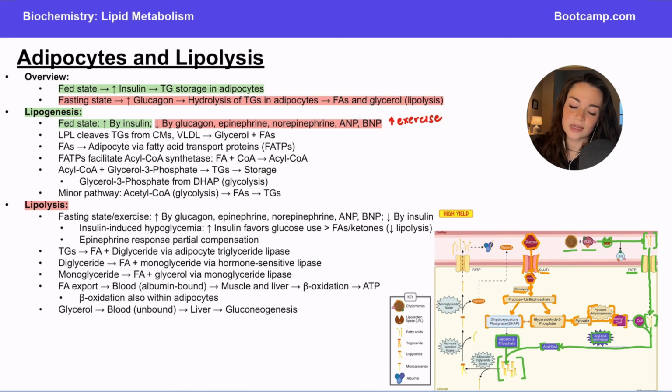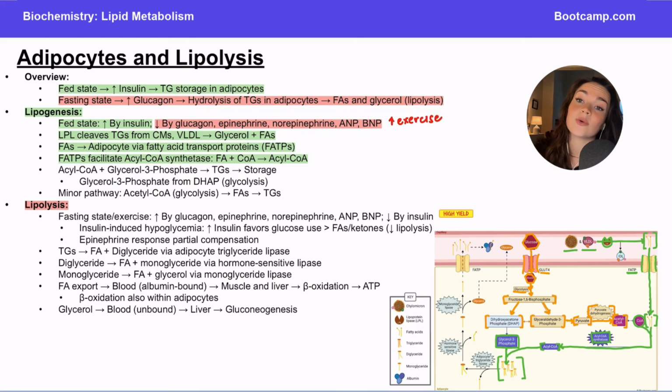So let's go back to the outline. We first talked about how the fatty acids got into the adipocyte from the blood. That was LPL cleaving the triglycerides out from chylomicrons and VLDLs, turning it into glycerol and fatty acids. Those fatty acids then moved into the adipocyte via those FATPs, those fatty acid transport proteins. Those FATPs were also helpful in our next step, which was conjugating that fatty acid to a CoA, turning it into acyl CoA via the enzyme acyl CoA synthetase.